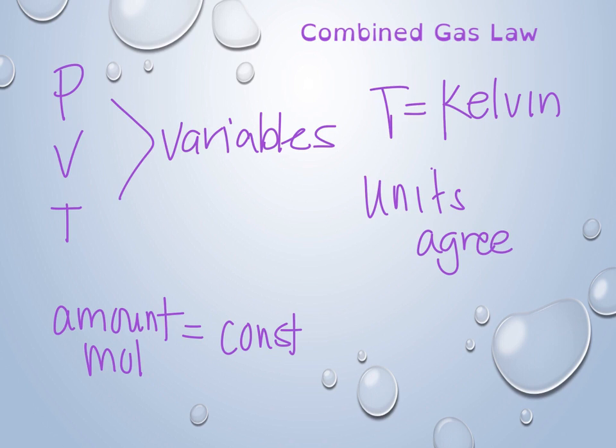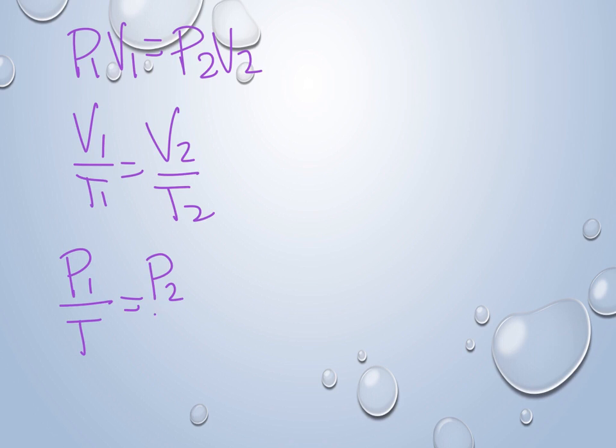It's important to make sure that you have atmospheres on both sides, or kPa, or milliliters, whatever you choose. All right, so this is the combined gas law, and it combines all three gas laws that we've learned so far. So you have Boyle's law, which is P1V1 equals P2V2. You have Charles' law, which is V1 over T1 equals V2 over T2. And you have Gay-Lussac's law, which is P1 over T1 equals P2 over T2.